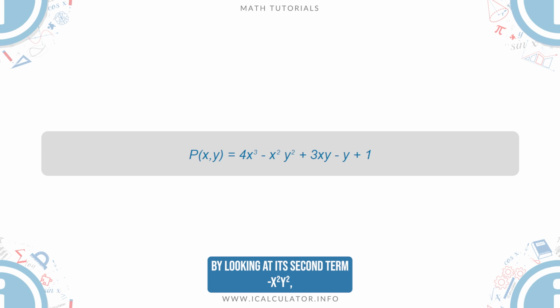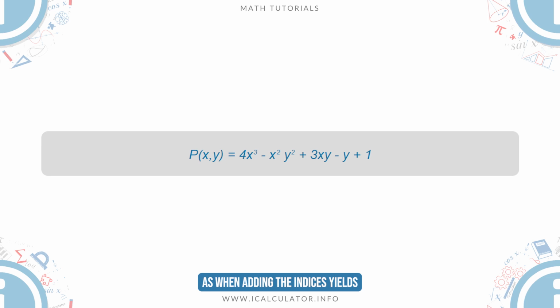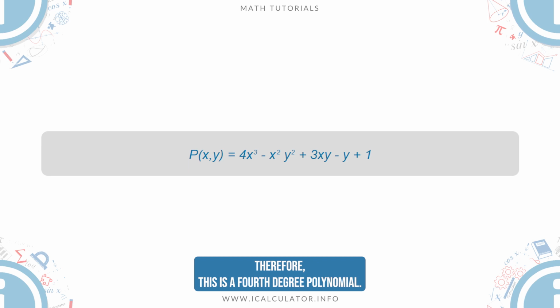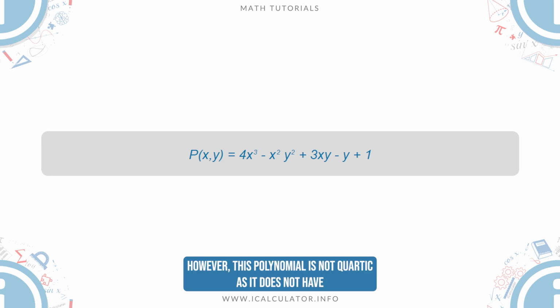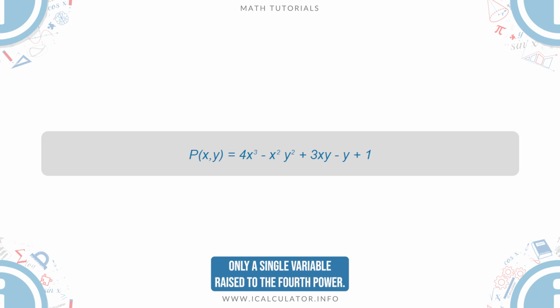y squared, as when adding the indices it yields 2 plus 2 equals 4, the highest total power. Therefore, this is a fourth-degree polynomial. However, this polynomial is not quartic, as it does not have only a single variable raised to the fourth power.